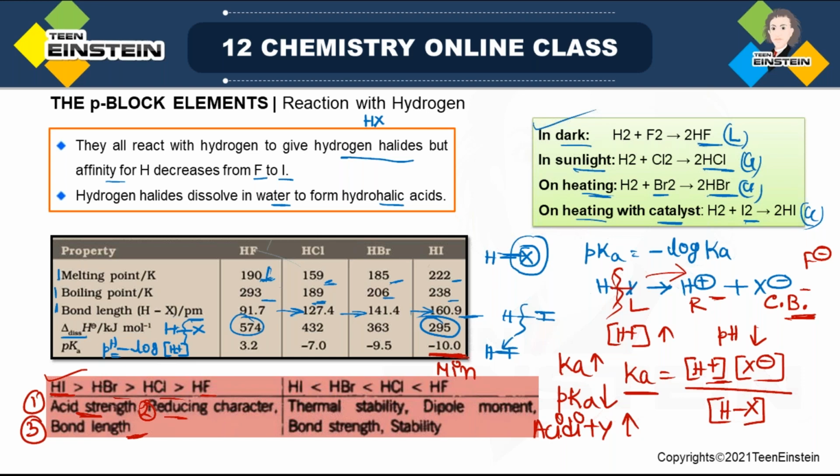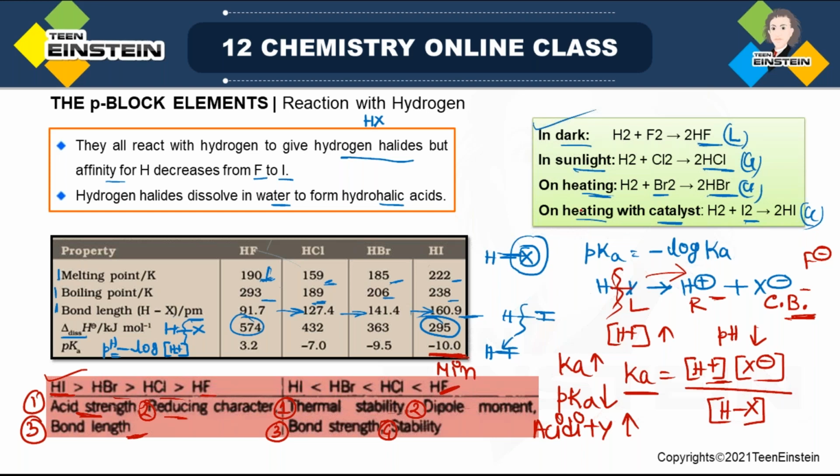And for the right-hand side: thermal stability, dipole moment, bond strength, not bond length. Be careful, it is bond strength. When bond length is very high, bond strength will be low, and stability too. So for these four factors, this is the order. Now HF is at the highest extreme. So maximum thermally stable is HF, because bond dissociation enthalpy is very high. You cannot break the HF bond easily. That is why it is thermally stable. Similarly, dipole moment is also high.